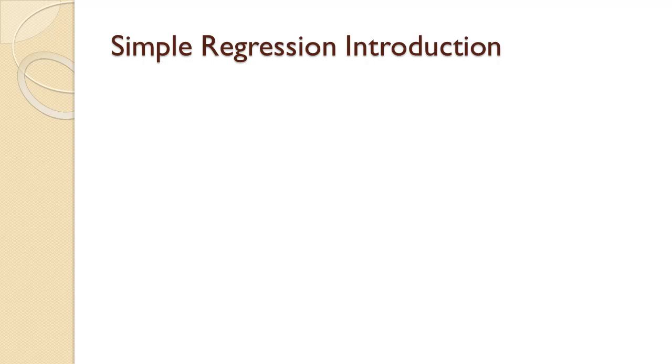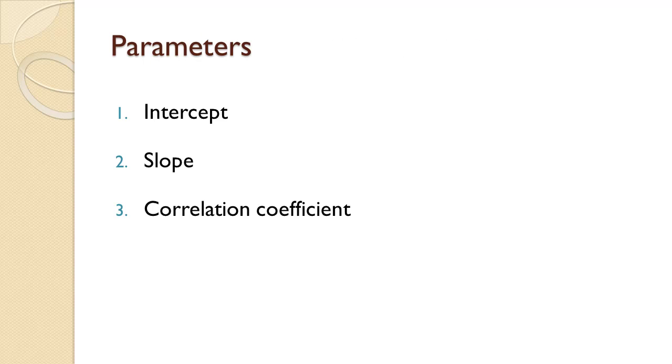In this tutorial, we will introduce simple regression forecasting. To calculate a regression forecast, you need to know the intercept and the slope of the regression model. It is also useful to know the correlation coefficient because this tells you how good of a model you have. When I teach operations management, I give these values to students on the exam.